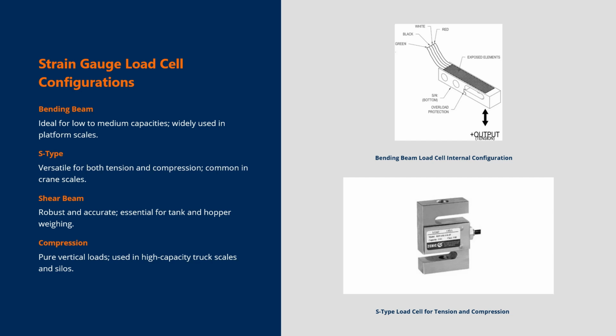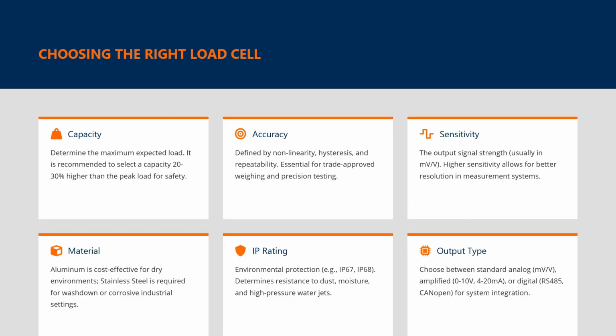Important parameters when selecting a load cell. When selecting a load cell for a particular application, several important parameters must be considered. First is capacity. The load cell must be capable of measuring the maximum expected load. Typically, engineers choose a load cell with 20 to 30% higher capacity than the expected maximum load to ensure safe operation. Second is accuracy, which depends on parameters such as nonlinearity, hysteresis, and repeatability. These factors determine how accurately the sensor can measure weight.